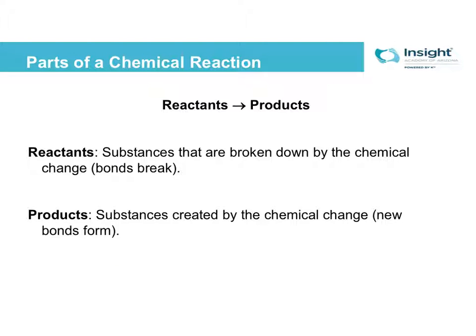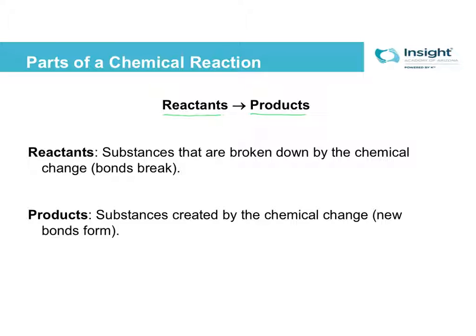The basic structure of a reaction is going to be written like this. You always have your reactants on the left side of the arrow, and the arrow points towards your products, which come after the arrow, on the right side. Your reactants are the substances that are broken down, broken apart. And your products are the ones that are created or produced by the chemical change.